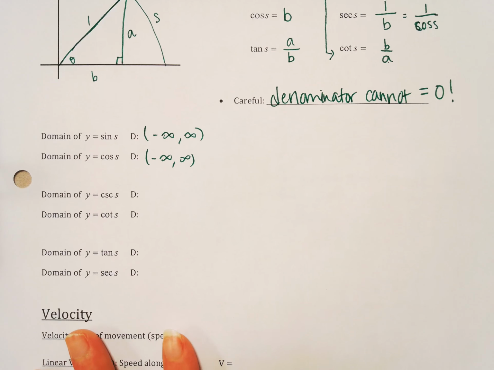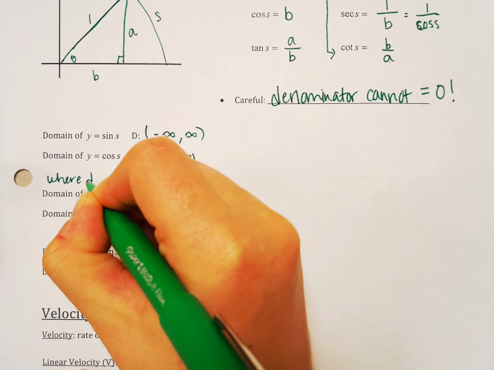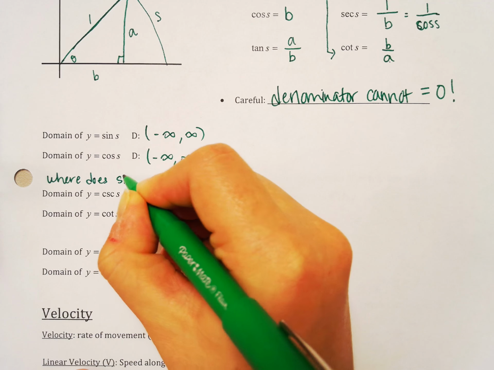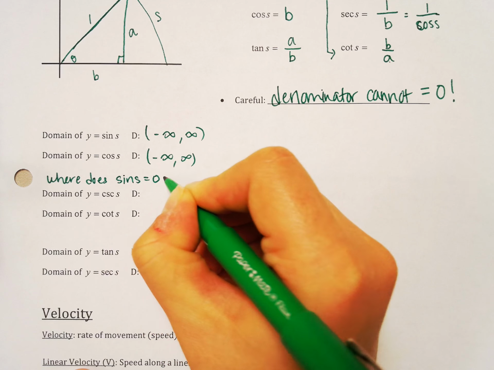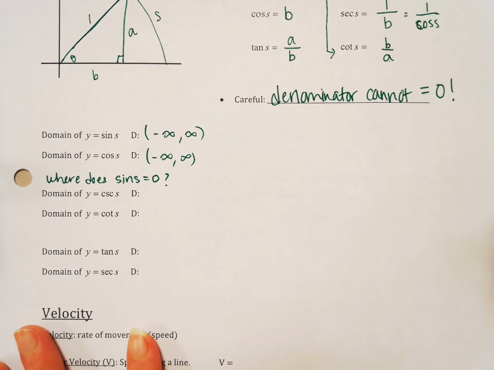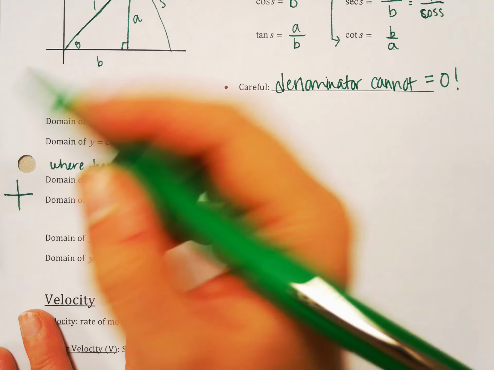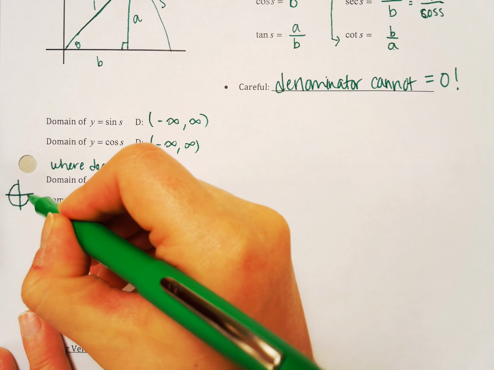We both have sine in the denominator. So for our domain for cosecant, we want to figure out where sine of s equals 0. Because if we can figure out where sine of our theta value is 0 on our unit circle, then we can exclude those values from our domain. Okay, so picturing our unit circle here, sine is our y value.